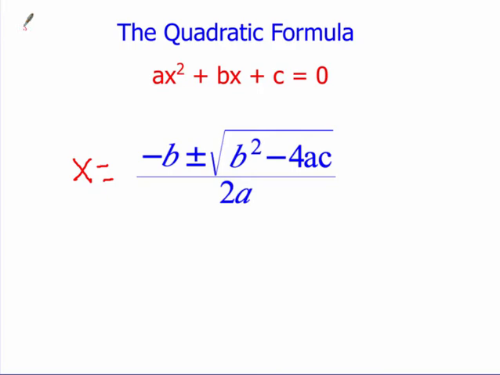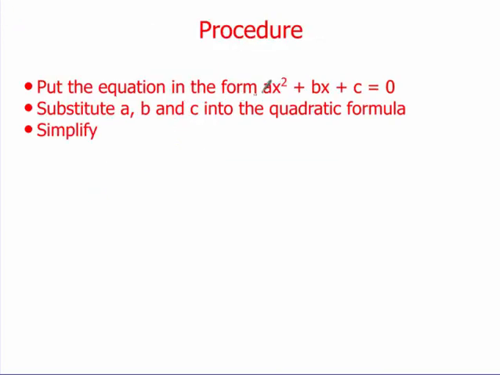All right, so let's look at our procedure for solving a problem using the quadratic formula. First step is to put the equation into ax squared plus bx plus c equals 0. Then substitute a, b, and c into the quadratic formula, and then simplify. It's as easy as that.